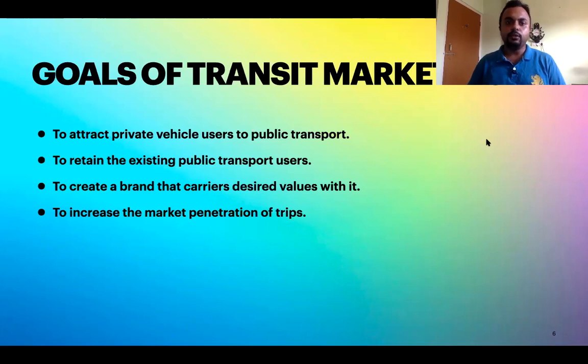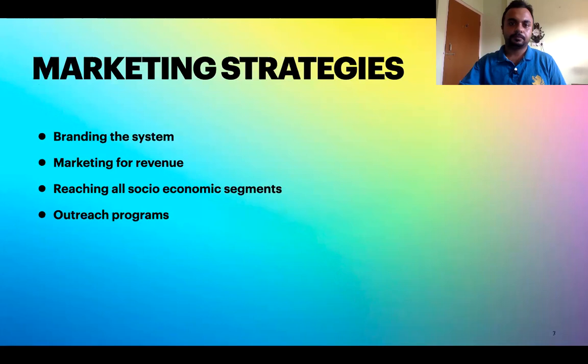The next important goal is to increase the market penetration of trips. If there are more trips, then more revenue will be generated. Then only there will be success of creating this public transportation moving forward.